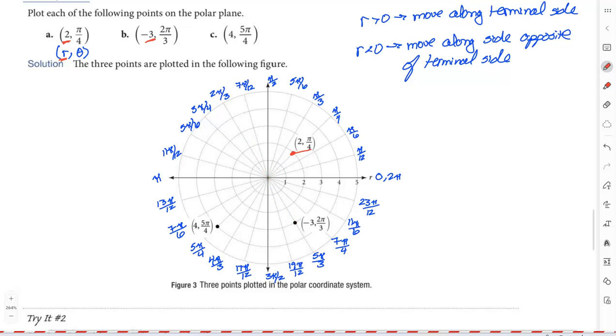And then let's look at that last one. I'm looking at the point 4, 5 pi over 4. So 5 pi over 4 is down here. So here is my angle, theta. Because r is positive, I'm moving along the terminal side. And I'm going to move 4 units along that terminal side. So that point's going to end up in quadrant 3.